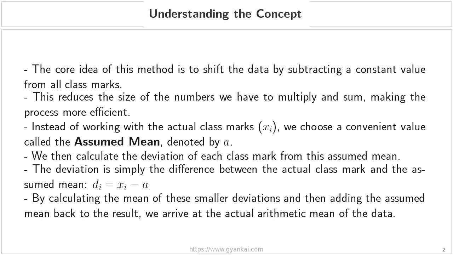Finally, here is the clever part. Once we calculate the mean of these much smaller, simplified deviations, we aren't finished yet. To get back to our original scale, we simply add our assumed mean back to that result. By doing this, we arrive precisely at the actual arithmetic mean of the original data. In the next slide, I will show you the exact step-by-step procedure to put this theory into practice.